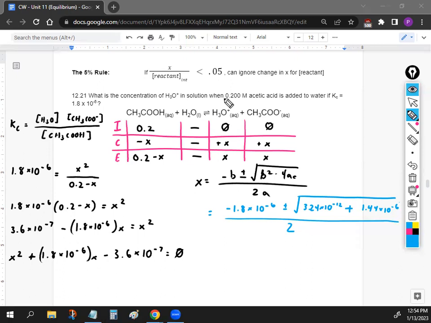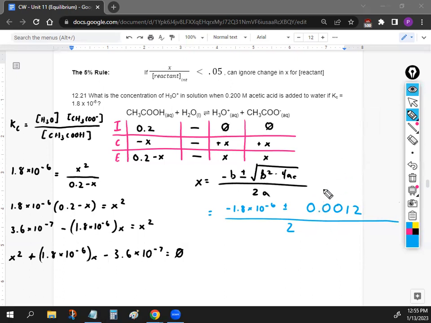We got this, and then we're going to add the two values in the reciprocal together. And that's going to give us 1.44 times 10 to the negative 6, because this is such a small number, it's not really going to make a difference. Okay, we're going to find the square root of that. And so when we find the square root, we are going to get 0.0012.